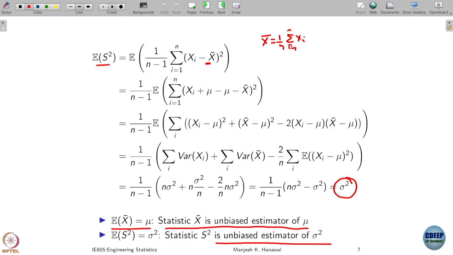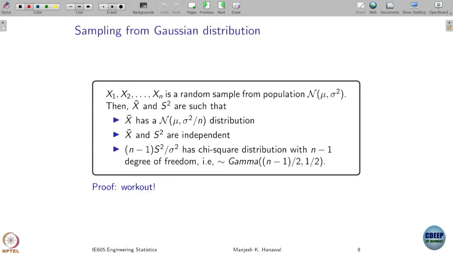And then we said that when the expected value of the sample mean is equal to the mean of the underlying population, then the sample mean, which is one of the statistics we consider, we call that statistic unbiased. And similarly, another statistic we have is sample variance, and we said that sample variance is also unbiased. Okay, now let's move on.